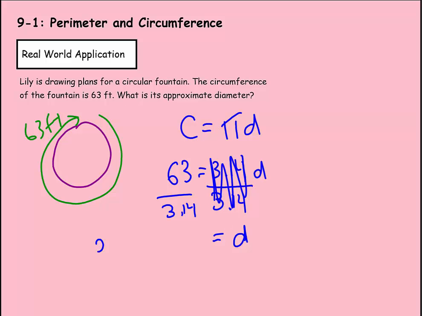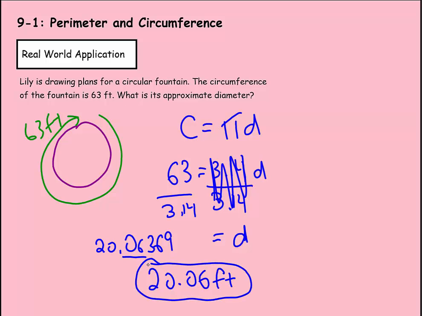That gives me an answer of 20.06369. If I'm going to round to the nearest hundredth, we'll have 20.06, since the 3 tells me to keep it at 6. And that's in feet. So this would be the diameter of her circle.